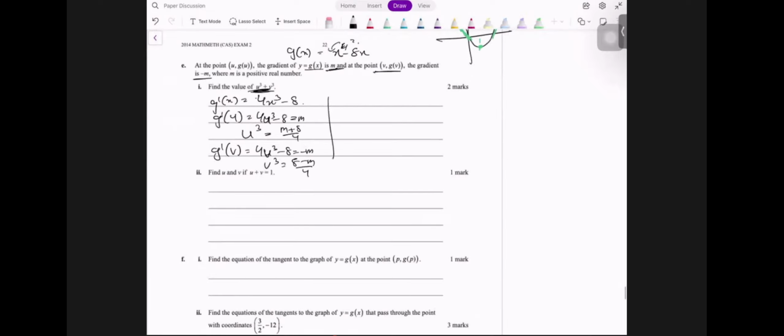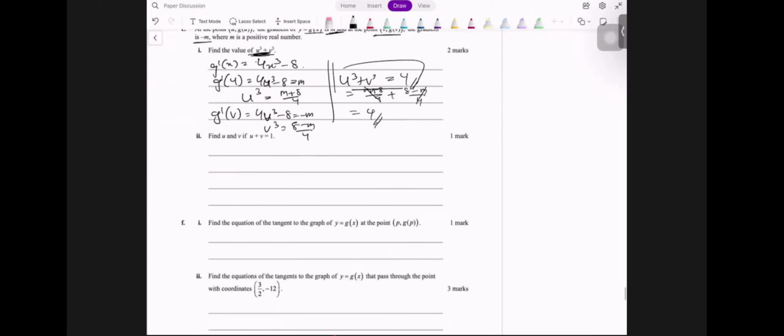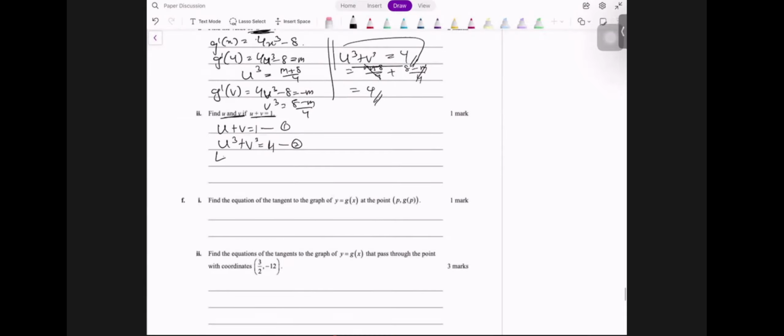So now you can just sub these values in. u cubed plus v cubed is equal to m plus 8 on 4 plus 8 minus m on 4. You see these m on 4s cancel out and your answer is 4. So this is equal to 4 ultimately. Then you find u and v if u plus v is equal to 1. So we know u plus v is equal to 1 and u cubed plus v cubed is equal to 4. And so now you just simply put this into your CAS.